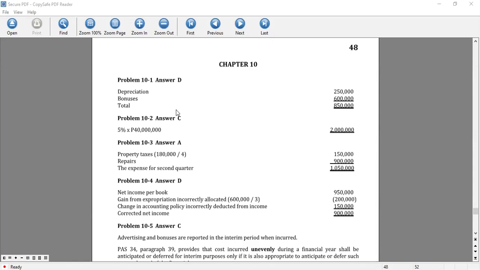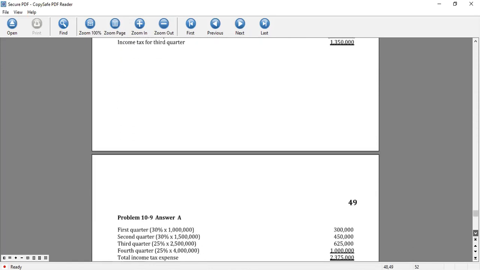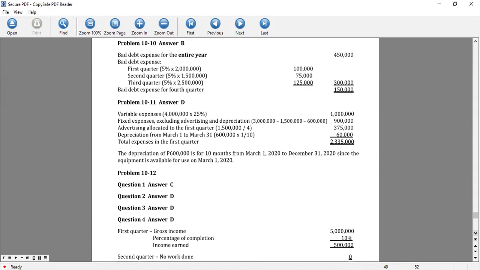Okay, good evening. I'm going to begin with 10-11 because we have already finished 10-10. Okay, so in 10-11, we are asked to determine the amount that should be reported as total expenses in the first quarter ended March 31, 2020. The company is preparing the interim financial statements for the first quarter ended March 31, 2020.